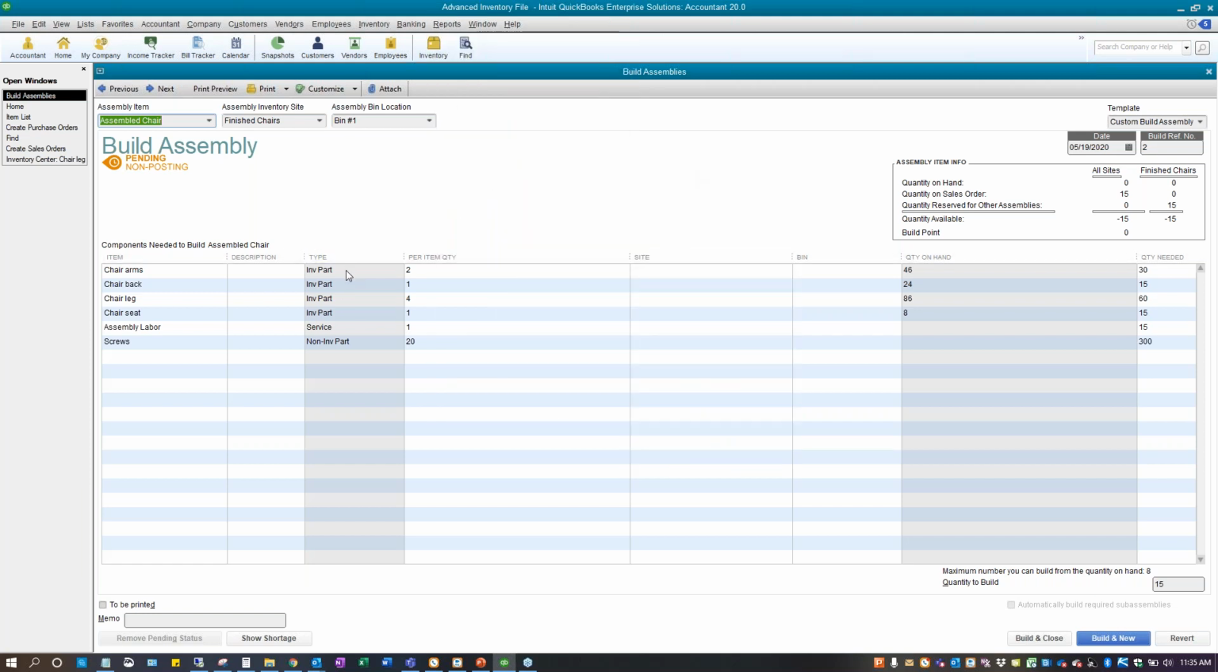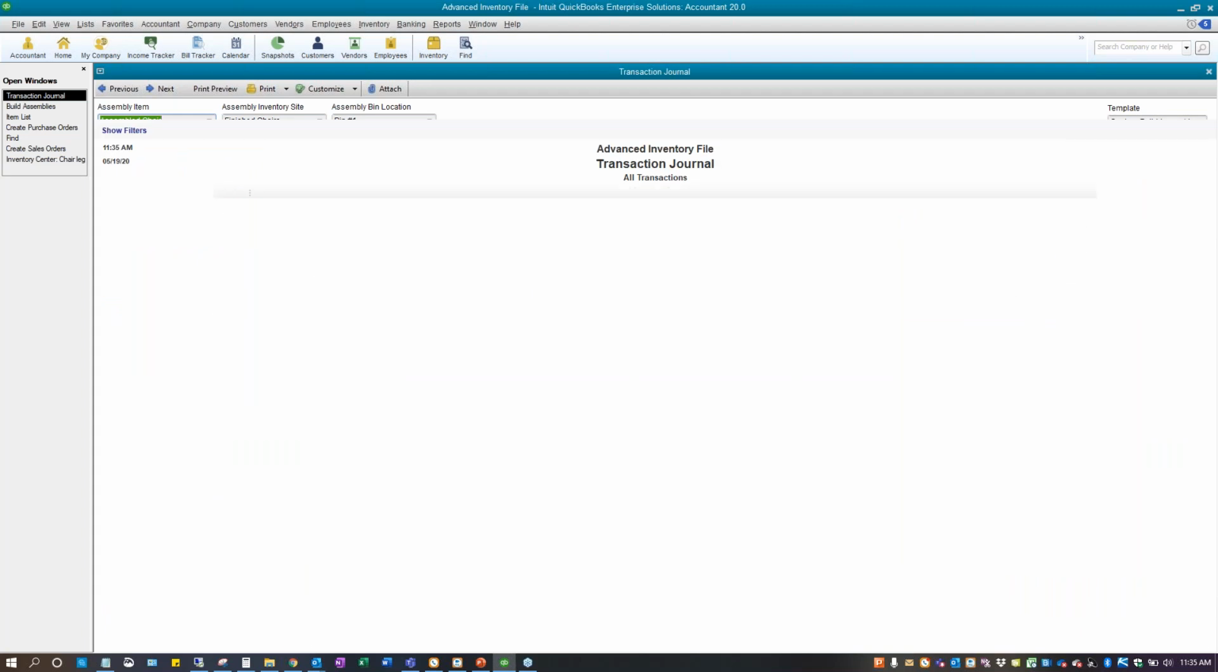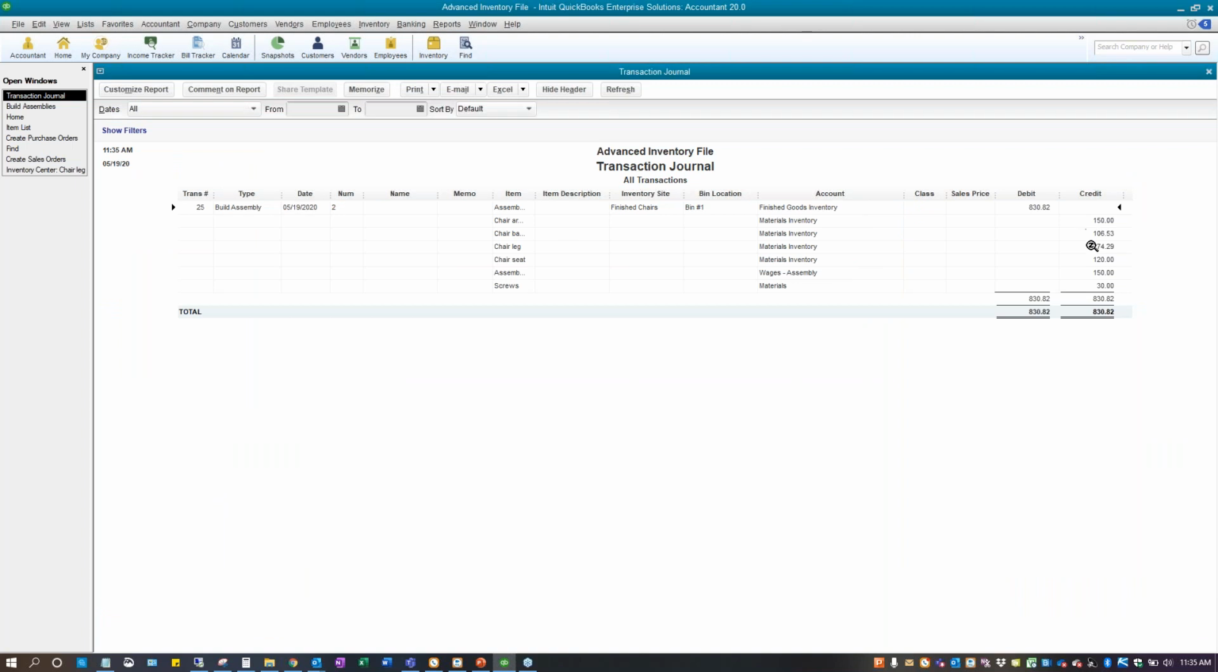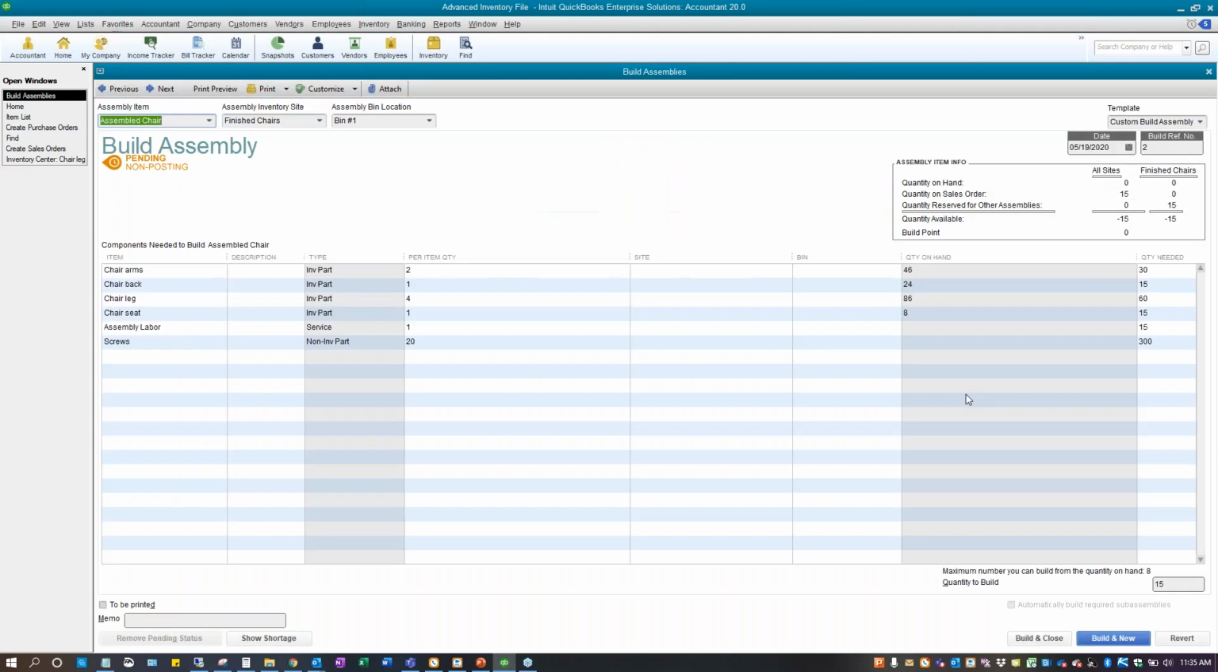Also notice that I had different warehouses and bins for all these other pieces, and now these assembled chairs are going to go, and I'll show you the journal entry here. It takes things out. So it took these goods at their average cost out of the materials inventory account, added the labor cost, added the material cost, and now put these 15 chairs back into my finished good inventory with that burden of labor and screws and what the average cost was. So that's really important about builds.